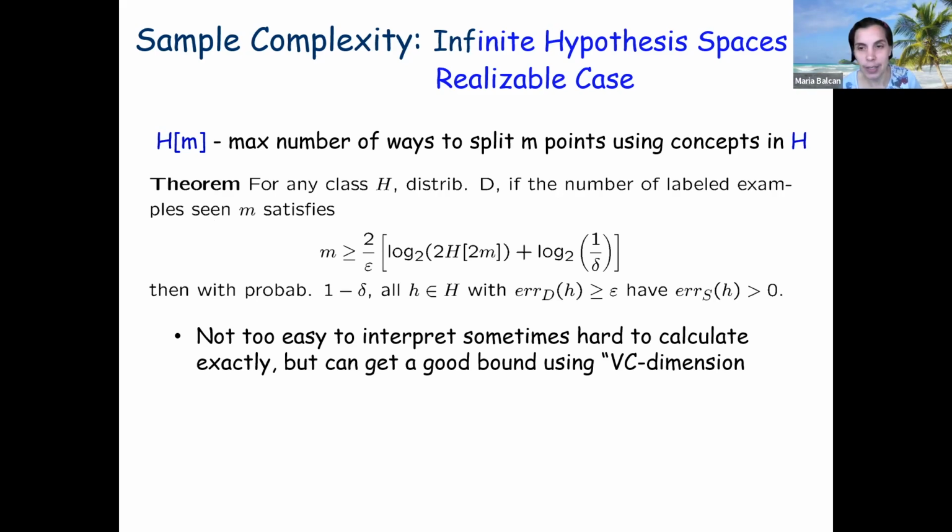That, yeah, I guess the meaning, yeah, the number of examples we've seen. Yeah. Okay.